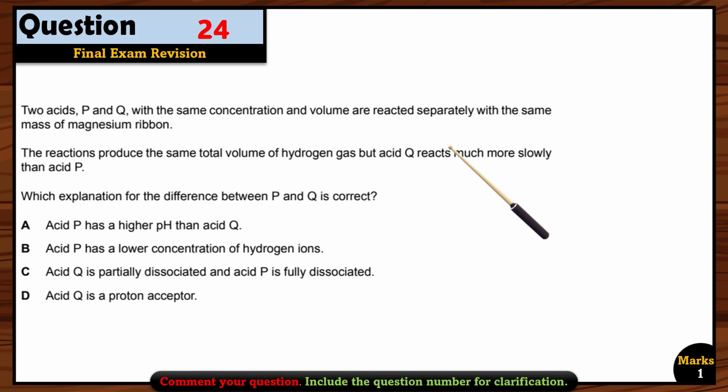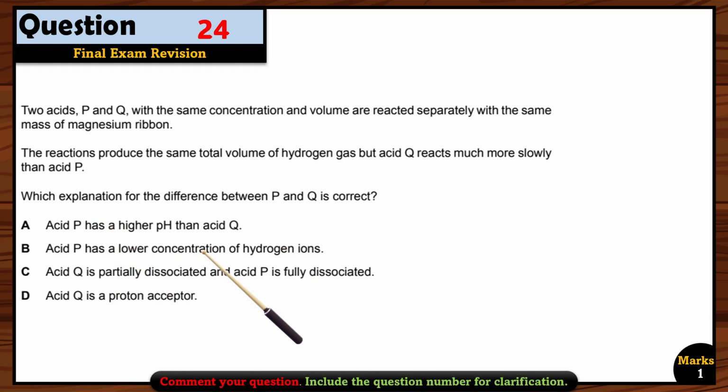So let's see. The reaction produces the same total volume of hydrogen gas, but acid Q reacts much more slowly. So it means acid Q is a weak acid, right? Whereas acid P is a strong acid. Let's see if we can find these options. Acid P has a higher pH than acid Q. Wrong, because acid P is a strong acid, so its pH should be lower.